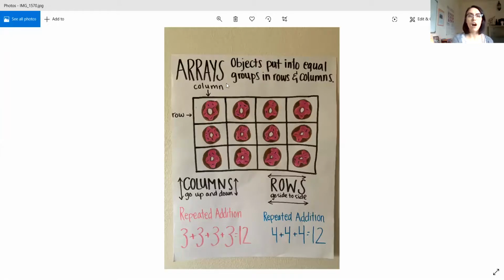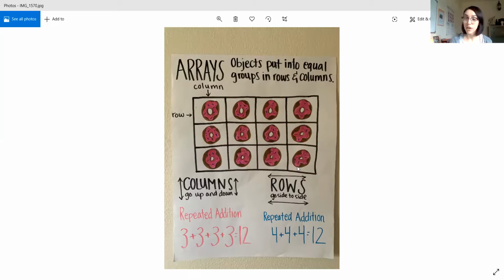All right, what are arrays? Arrays are when you take objects and you put them into equal groups in rows and columns. So what does that mean when things are equal? It means that each group has the same amount, okay? When we're talking about rows and columns, columns go up and down. So here's a column, here's a column, here's a column, here's a column. Rows go side to side, okay? So here's one row, here's another row, and here's another row.